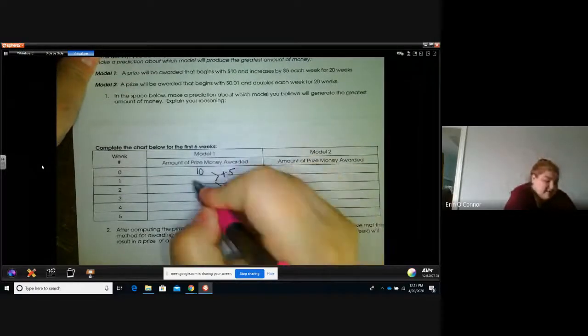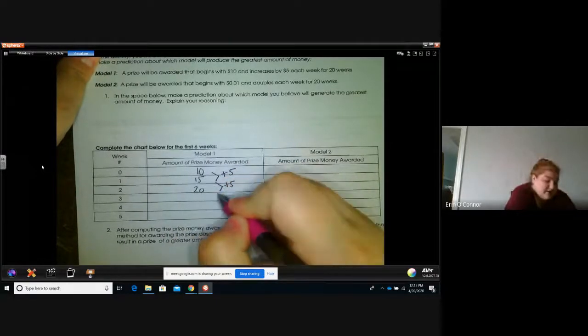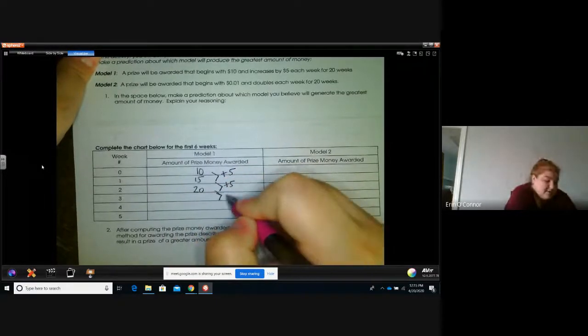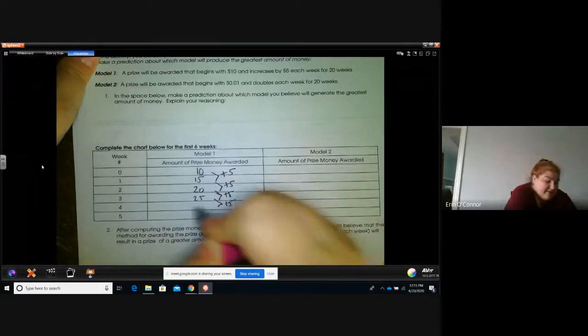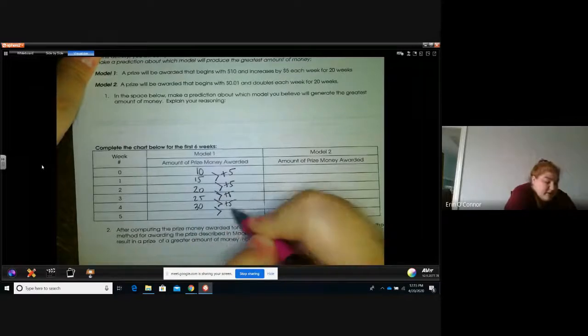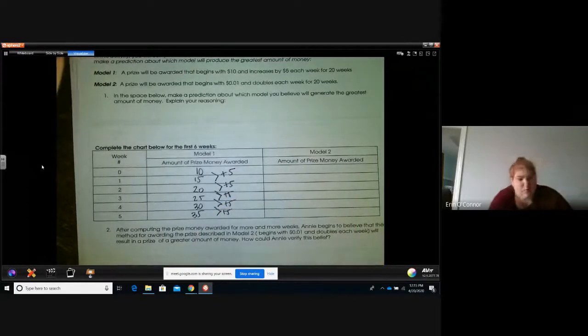So 10 plus 5 is 15. 15 plus 5 is 20. 20 plus 5 is 25. 25 plus 5 is 30. 30 plus 5 is 35. Think right now what type of function you think we have here. Just think, since we're adding by 5.